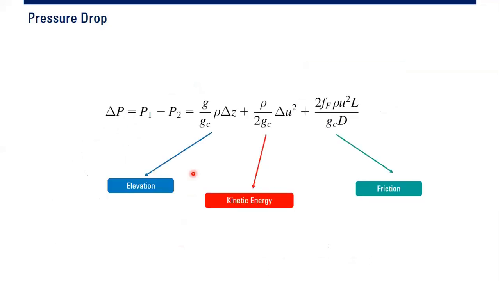If we break down the pressure drop calculation, we can now distinguish the elevation part, the kinetic energy part, and the friction part. In this system, the kinetic energy part will not really influence the final performance of the wellbore. So we will only concentrate on the elevation factor and the friction factor.